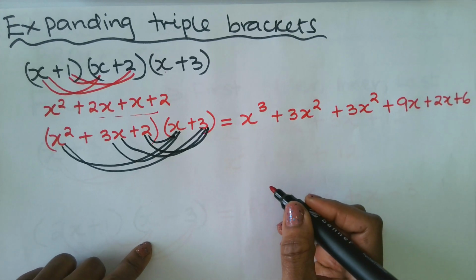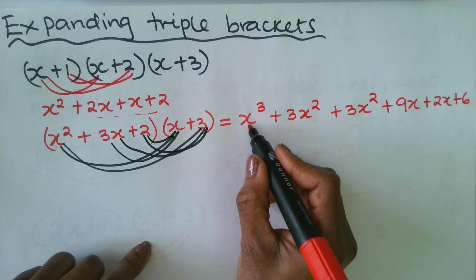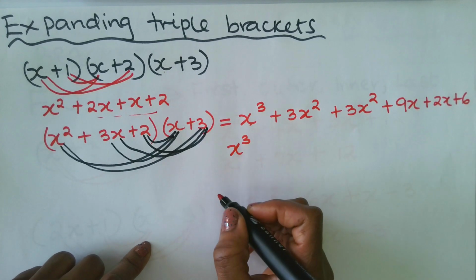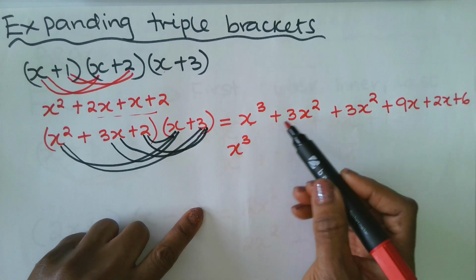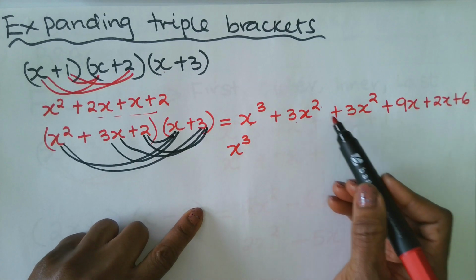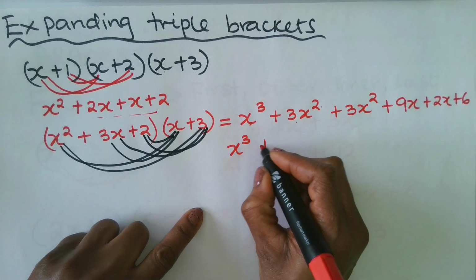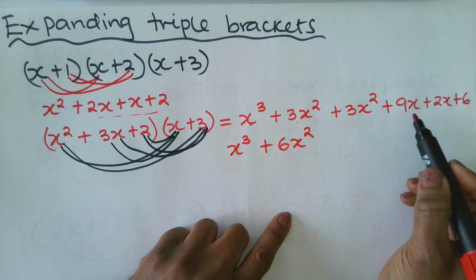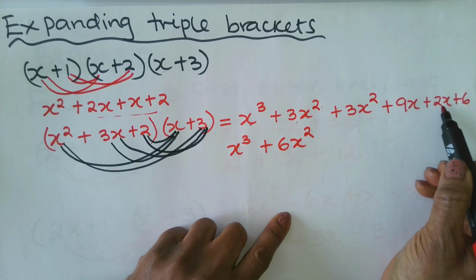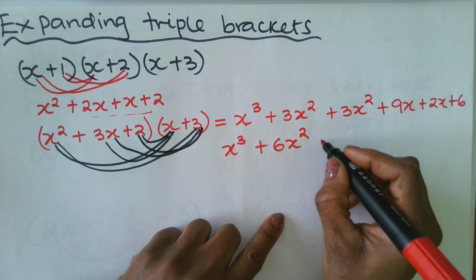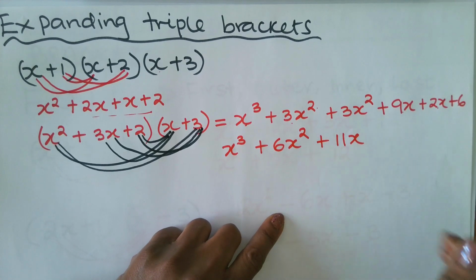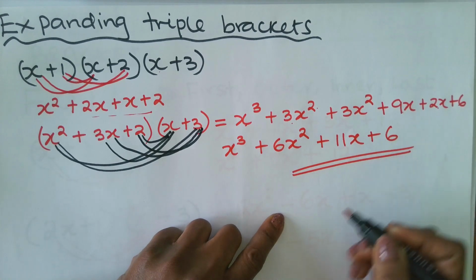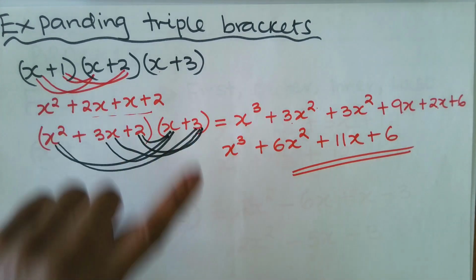Now it's time for me to bring the like terms together. This one hasn't got any like terms, so I'm going to write x to the power of 3. Now I've got 3x squared plus 3x squared, which will give me plus 6x squared. And then I've got 9x plus 2x, which will give me plus 11x plus 6. So this is your answer for this question.